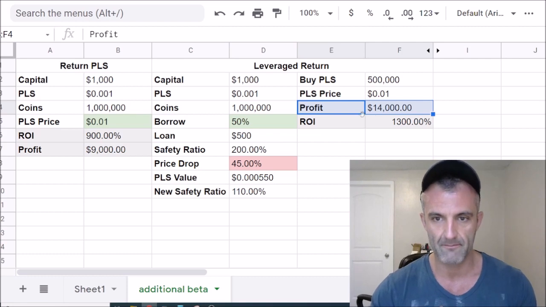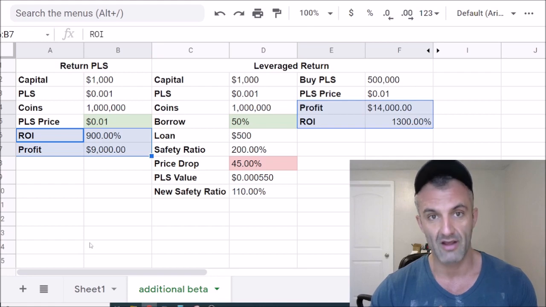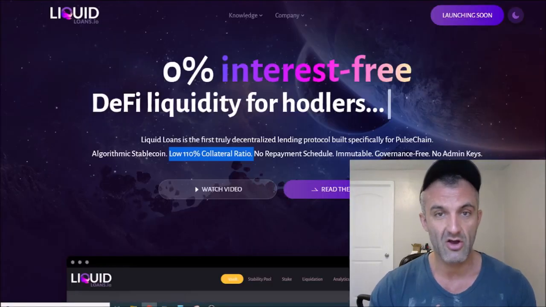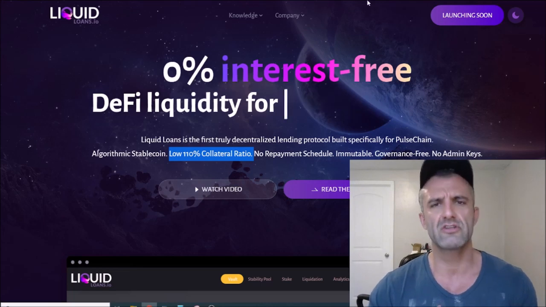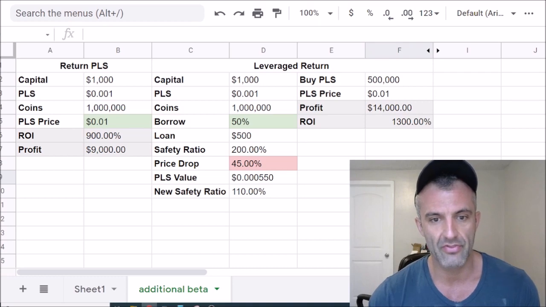So let's compare these. This is the leveraged return, and this is the non-leveraged return. Over here, you make $9,000 profit, plus you still have your capital. Over here, you make $14,000 profit, and you still have your capital. You make 900% versus 1,300%. A big difference. So liquid loans is a very interesting, useful protocol for people who really understand what is happening.